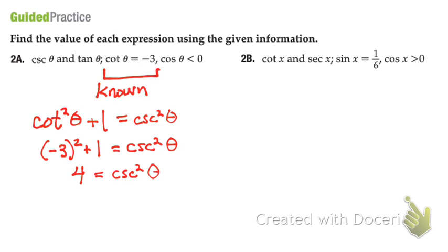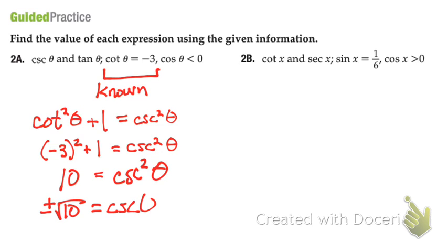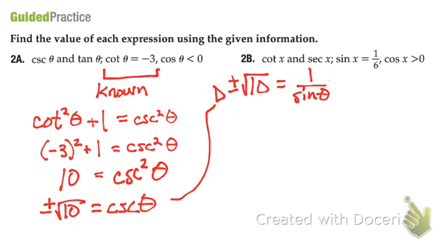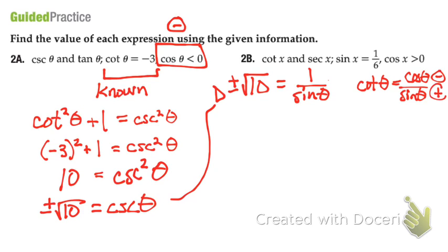Negative 3 squared, all right, plus 1 is 10. So then when I take the square root of both sides, I get plus or minus root 10 as my cosecant value. Now I haven't used some information, so we have to figure out whether it's plus or minus. If we look at this, cosecant is 1 over sine of theta, and then we need to use the fact that cosine is negative. So we go back to the fact that cotangent is cosine over sine. If cosine is negative, sine has to be positive because cotangent is a negative value.